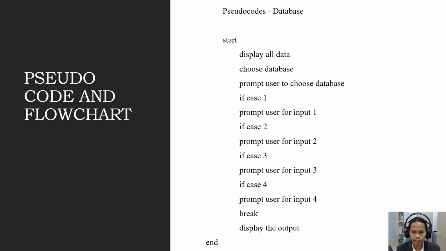After the database is chosen, there are 4 cases. If the user chooses case 1, the user will be prompted for input 1. But if the user chooses case 2, they will proceed to input 2. But if they choose case 3, the user will be prompted for input 3. And lastly, if they choose case 4, the user will go for input 4. Then the program will break and display the output. Next, it will end the program.